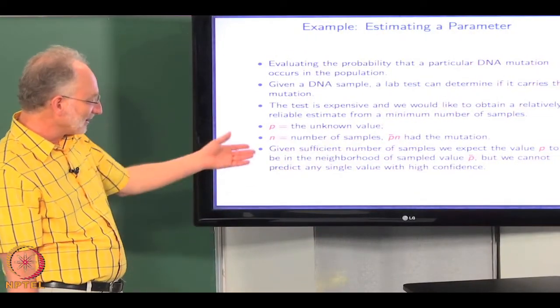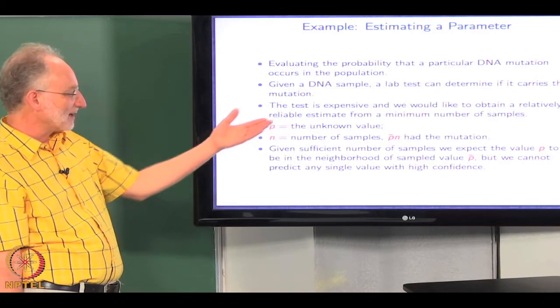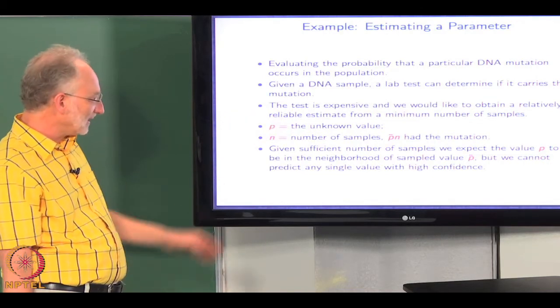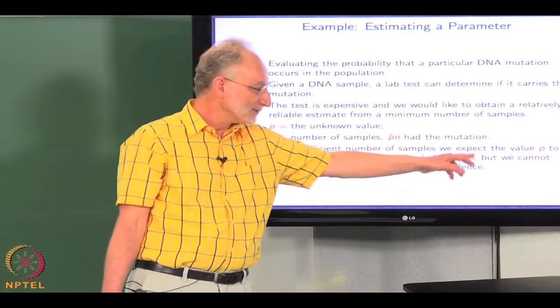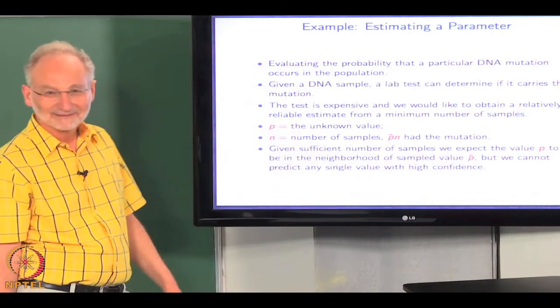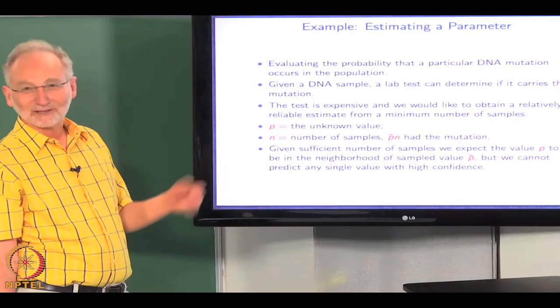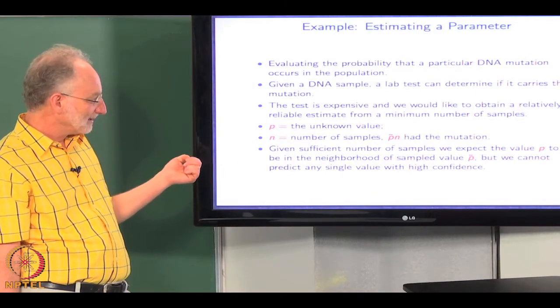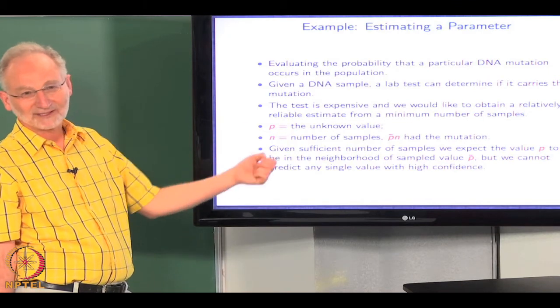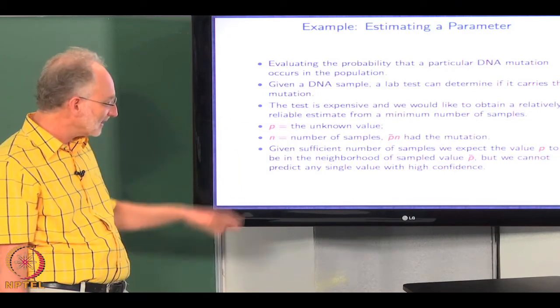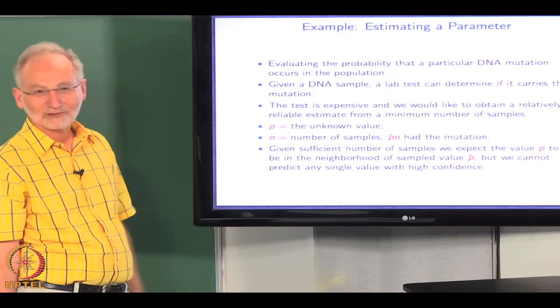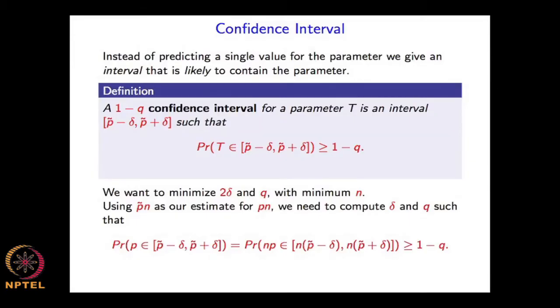Given a sufficient number of samples, we expect the value P to be in the neighborhood of our estimated value P tilde. One way we can use the Chernoff bound is to estimate how close P tilde is to P, as a function of the number of samples. In computer science, and now often in machine learning, we answer these kinds of questions.